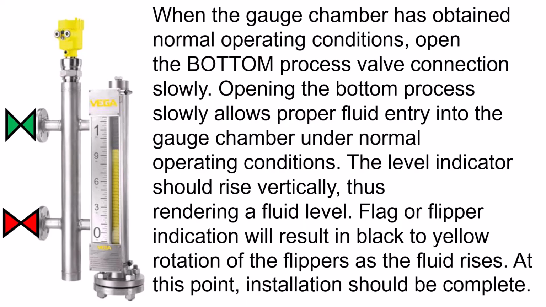When the gauge chamber has obtained normal operating conditions, open the bottom process valve connection slowly. Opening the bottom process slowly allows proper fluid entry into the gauge chamber under normal operating conditions. The level indicator should rise vertically, thus rendering a fluid level. Flag or flipper indication will result in black to yellow rotation of the flippers as the fluid rises. At this point, installation should be complete.